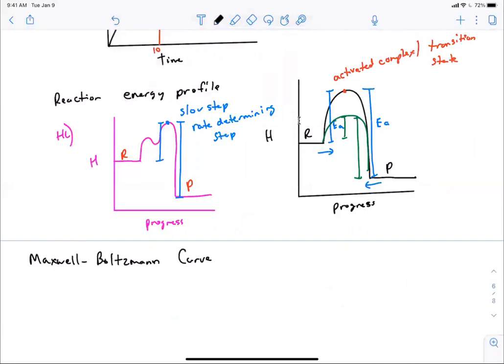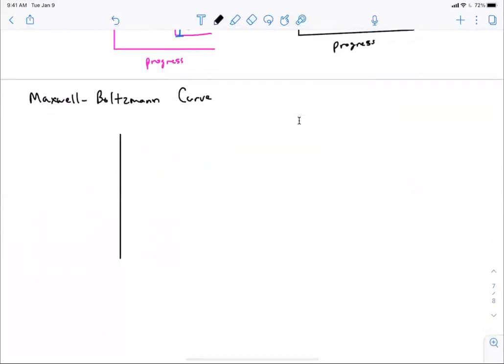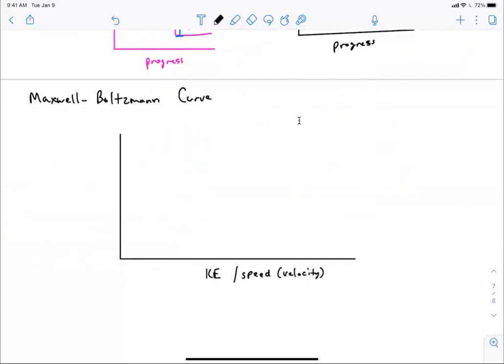Maxwell-Boltzmann curve. The Maxwell-Boltzmann curve is to show the distribution of particles in a sample related to their kinetic energies. And so what you'll see is this could be kinetic energy. Sometimes they'll say speed or velocity, because kinetic energy is directly related to speed and velocity because it's 1/2 mv squared. So they still generate the same type of curve, even though the scaling of the axes is different.